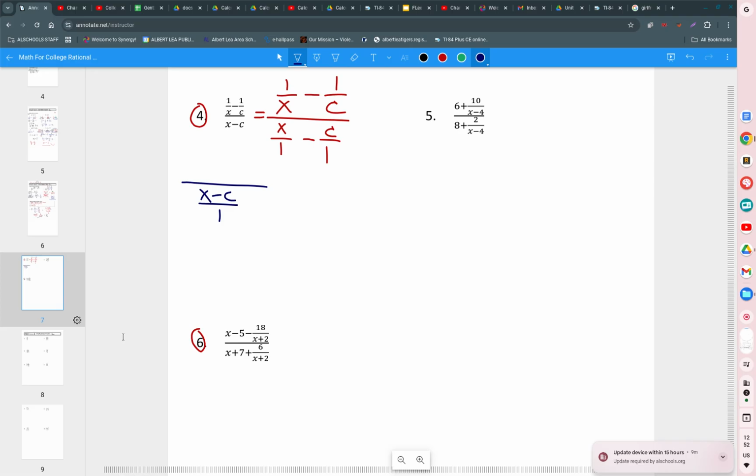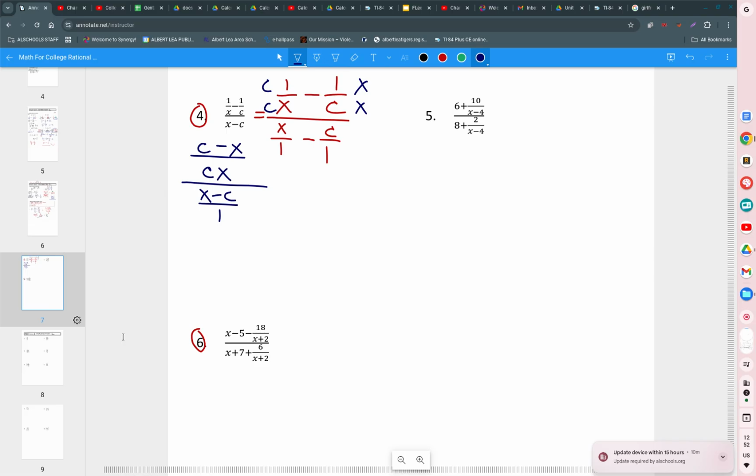X times c. So I'm going to multiply the top and bottom here by x. And I'm going to multiply the top and bottom here by c. And as you notice in the top, I'm going to get c minus x. And my new denominator is c times x. So I have one fraction in the top, I have one fraction in the bottom. Every time you get to that point, we follow the next step. And the next step is to do what?